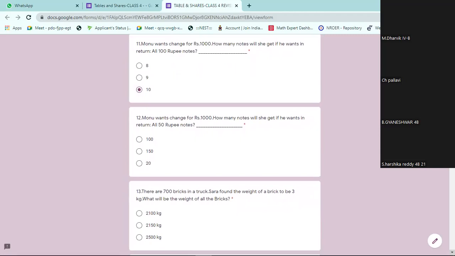Twelfth one, 50 rupee notes. 1000 rupees in terms of 50 rupee notes means divided by 50. The 0 gets cancelled. 100 divided by 5. The answer is 20, sir. 20 notes. Divide carefully, slowly, you will get the answer. 20 notes are needed. You have to go for a division.